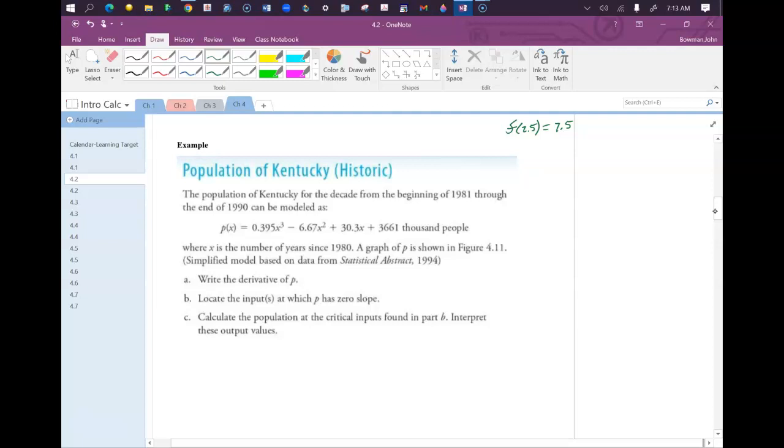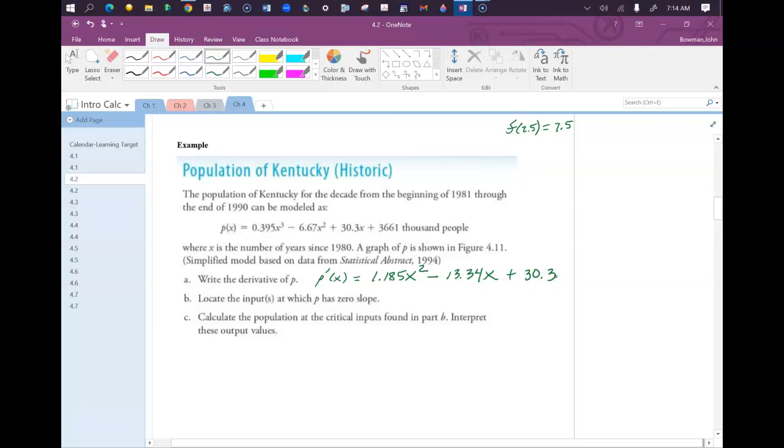So first part, part A, it says write the derivative of p. So if we were going to write the derivative of p, we would take 3 times 0.395, and if you verify that, you will see p prime of x is equal to 3 times 0.395 is 1.185 x to the second power, we reduce the exponent by 1, minus 2 times 6.67, which is 13.34, x plus 30.3.